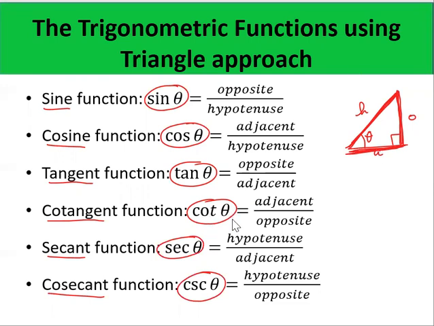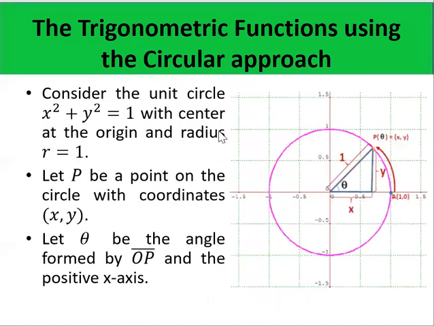Now, cotangent theta is just the reciprocal of tangent theta. Secant theta is just the reciprocal of cosine theta. And cosecant theta is just the reciprocal of sine theta. So these are the definitions of the six trigonometric functions using the right triangle approach. Now, let's move to the trigonometric functions using the circular approach.